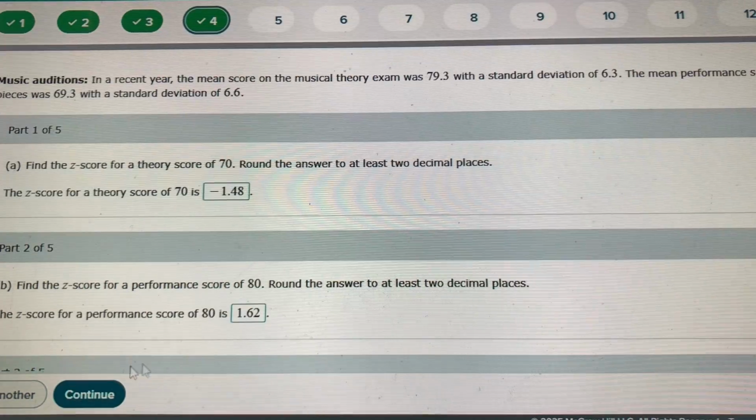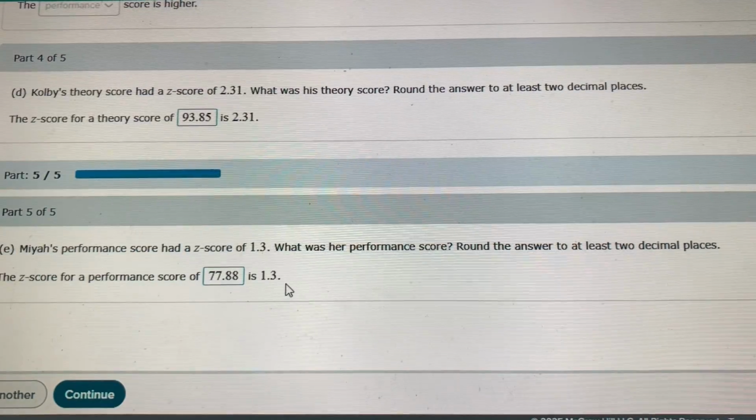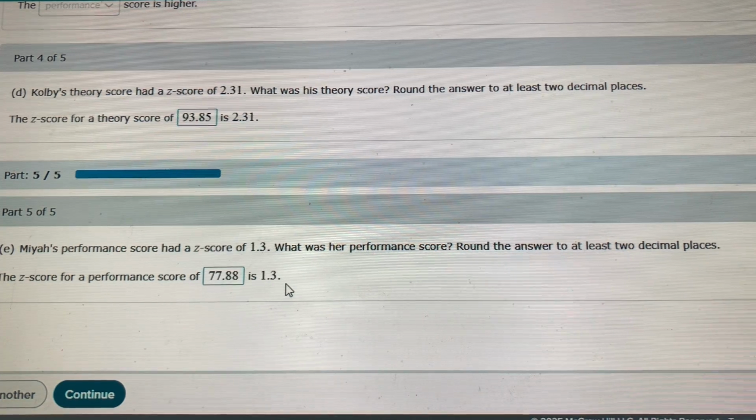So there's nothing interesting about these last two parts, but they're just making me do that again to show you that you can know the actual score and find the z-score, or you can know the z-score and find the actual score. Either way.